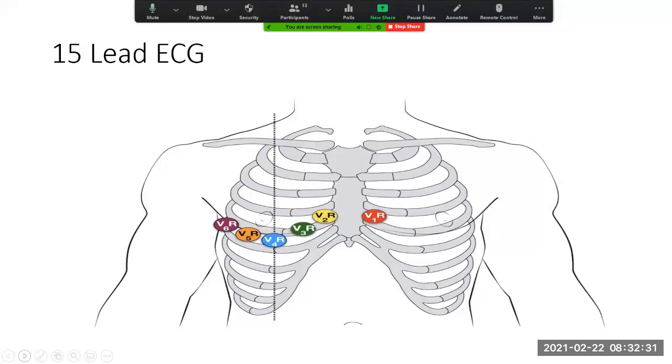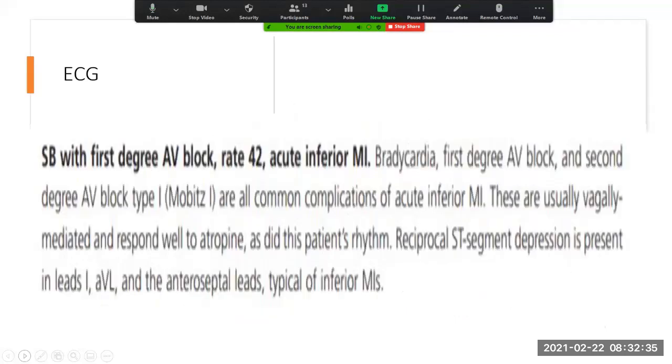So when your consultant asks you for an 18 or a 15 lead ECG, now you know what to do, okay? So this is the answer for what we've got today. So we've got a sinus bradycardia, right? Sinus bradycardia, because the P waves are quite regular, with a first degree AV block, which is what we figured out, right? We've got a rate of 42 and acute inferior myocardial infarction, all right?